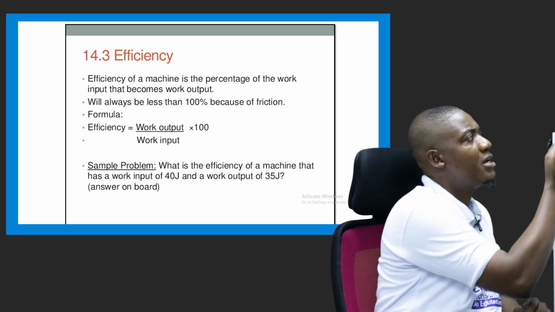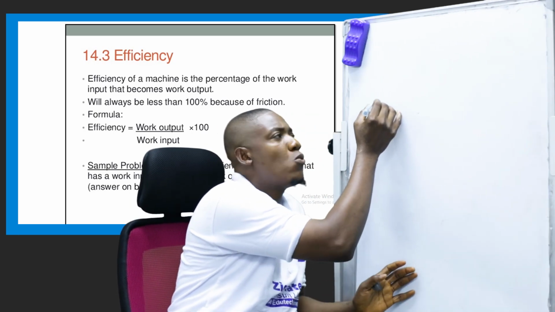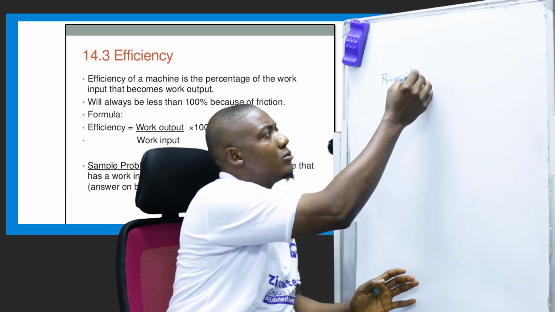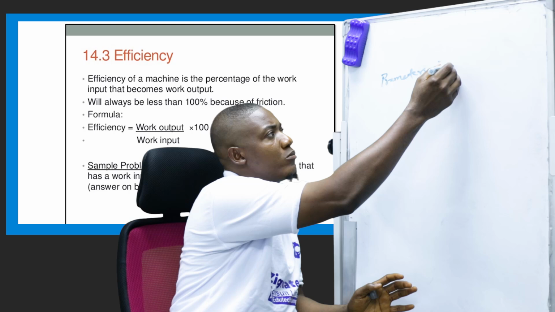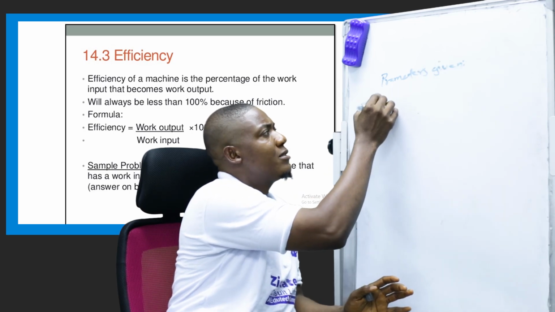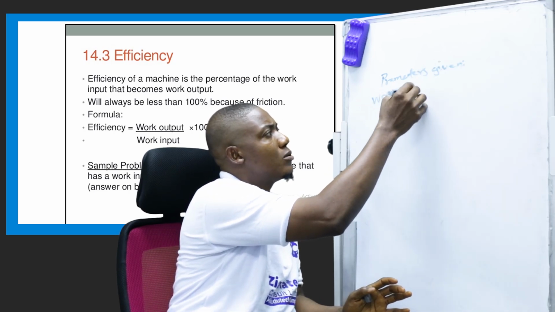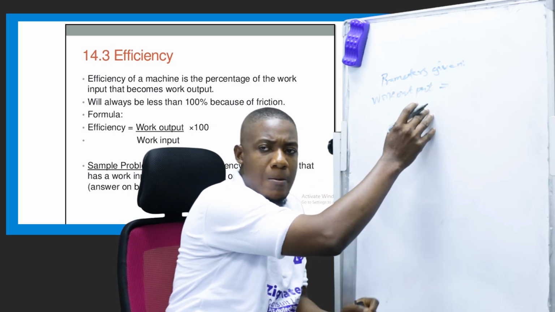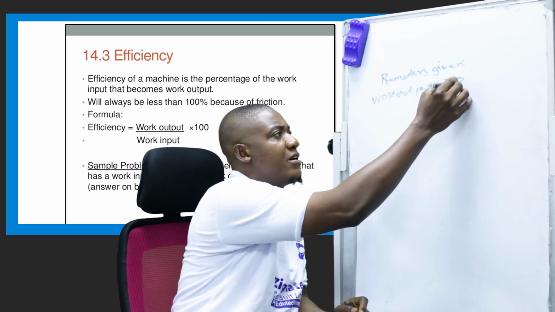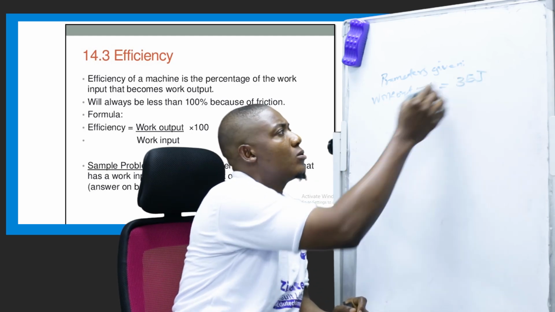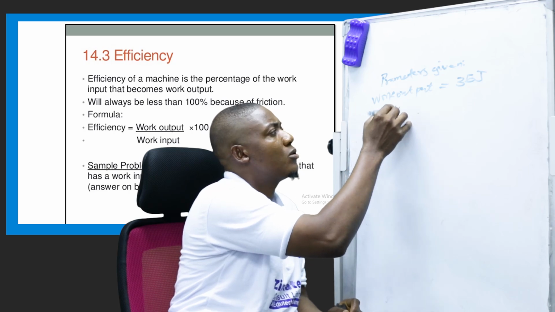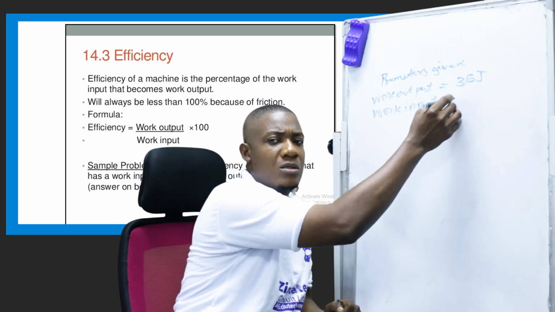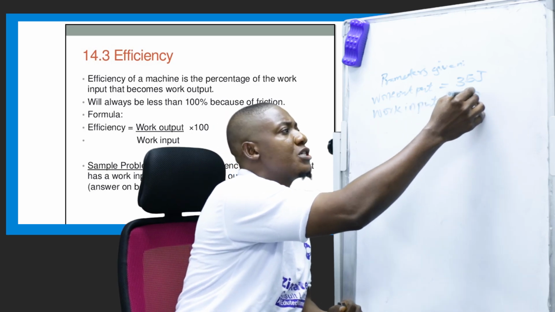Now, from what I have here, the parameters given are: work output equals 35 joules. Work input equals 40 joules.